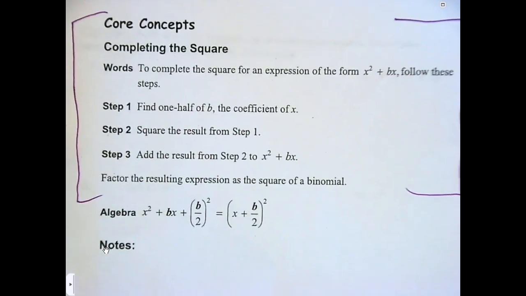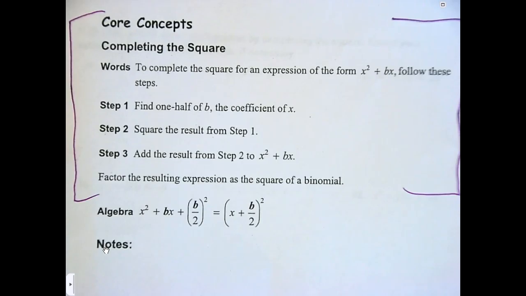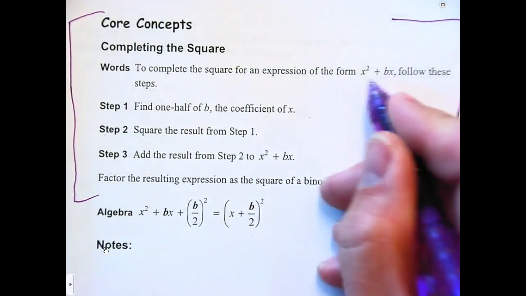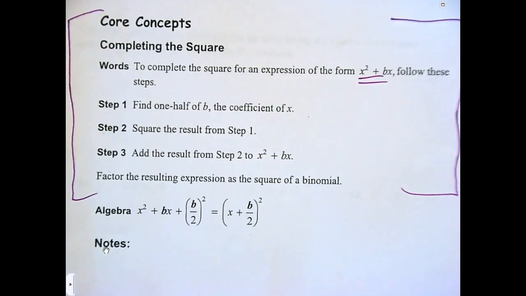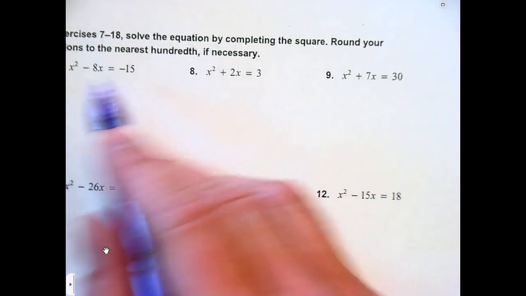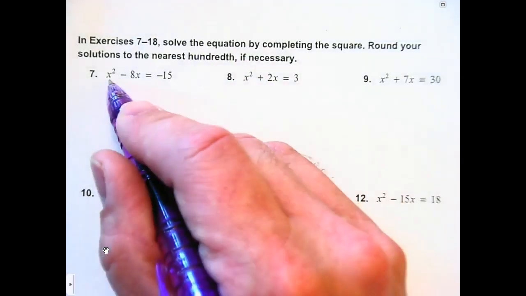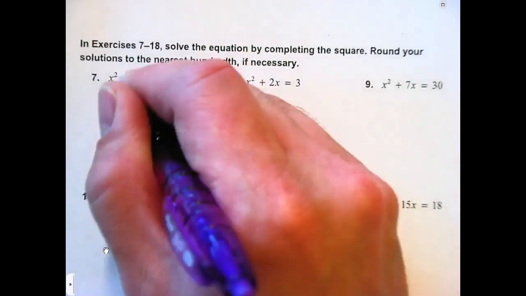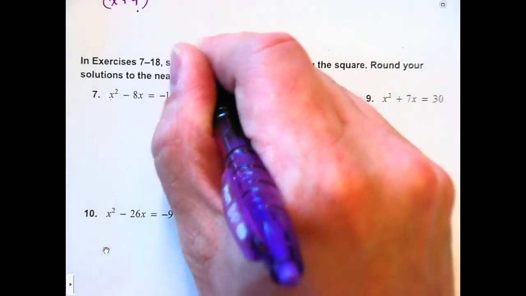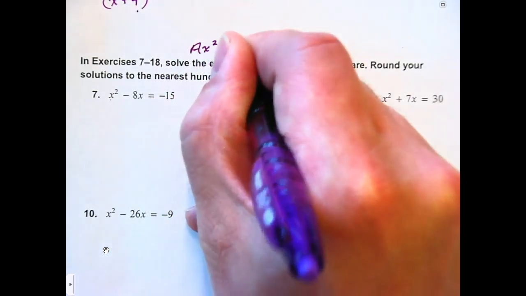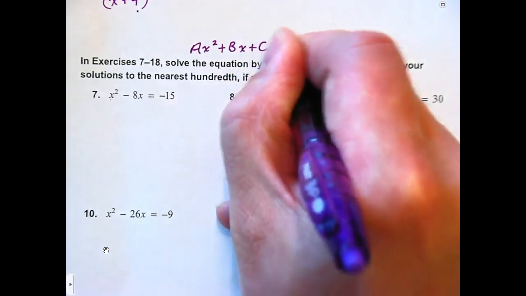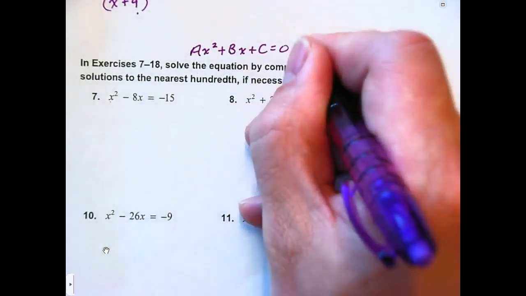Okay, to solve it, I'm going to go back to page 293. First thing, to complete the square, we want to write it in this format: x squared plus bx. That means if you're given a problem that says solve by using completing the square, you want to have the ax squared and the bx on one side. So think back to standard form. You want the c on the other side.